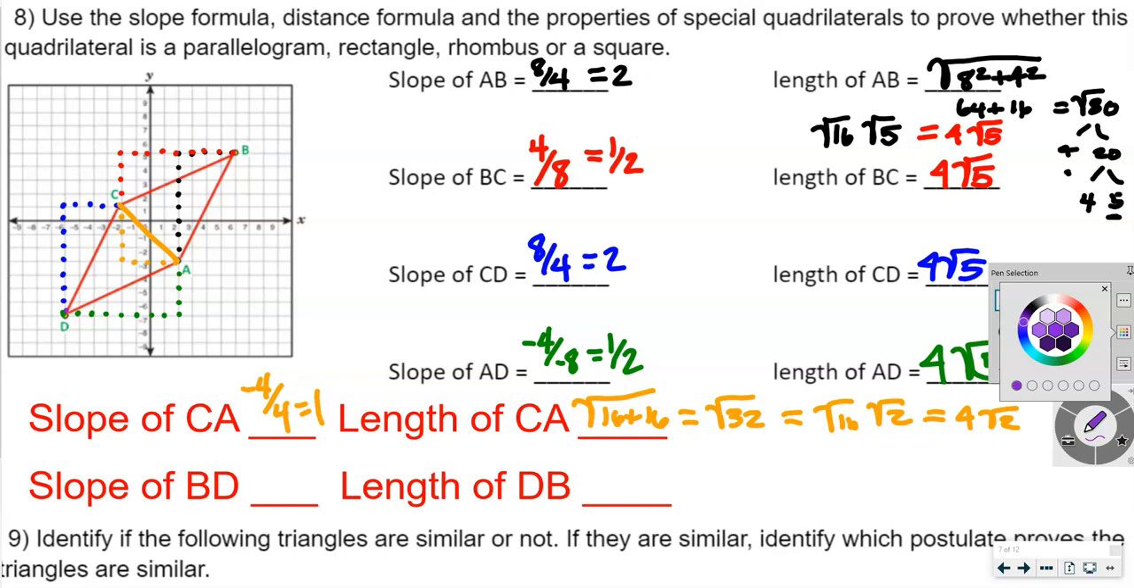Now let's talk about BD. This is the other diagonal, right? So again, we're going to count 1, 2, 3, 4, 5, 6, 7, 8, 9, 10, 11, 12. So that was 12 up, and there's -4, and that goes to, is that right, y'all? -7.